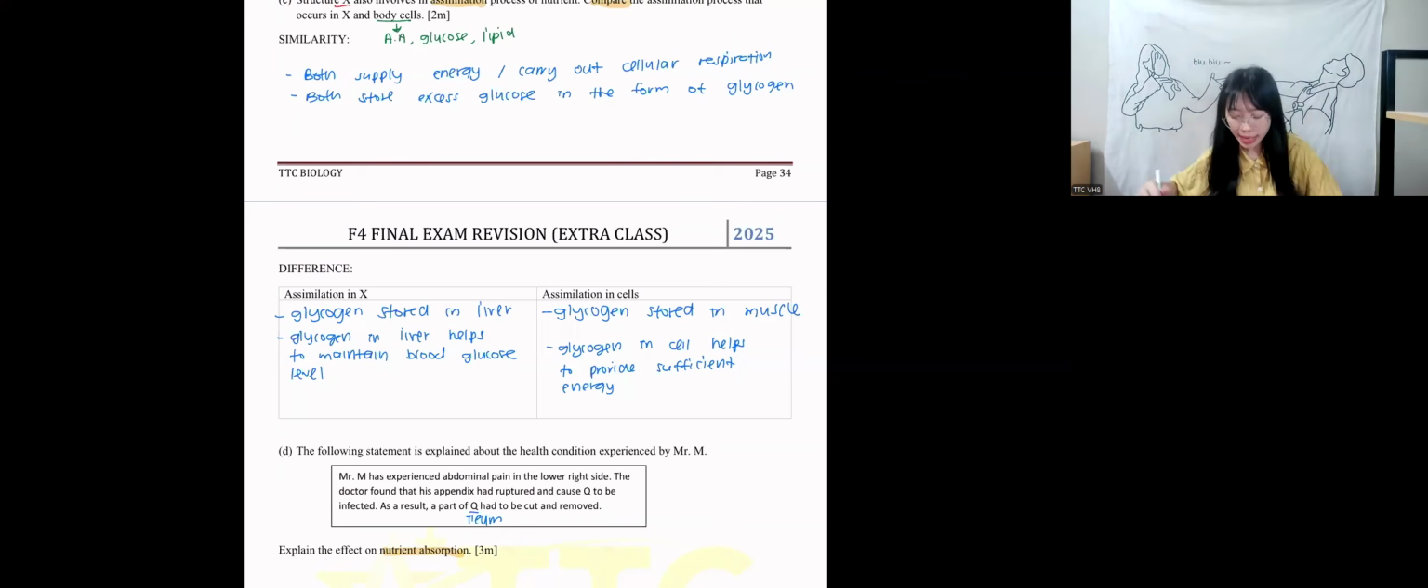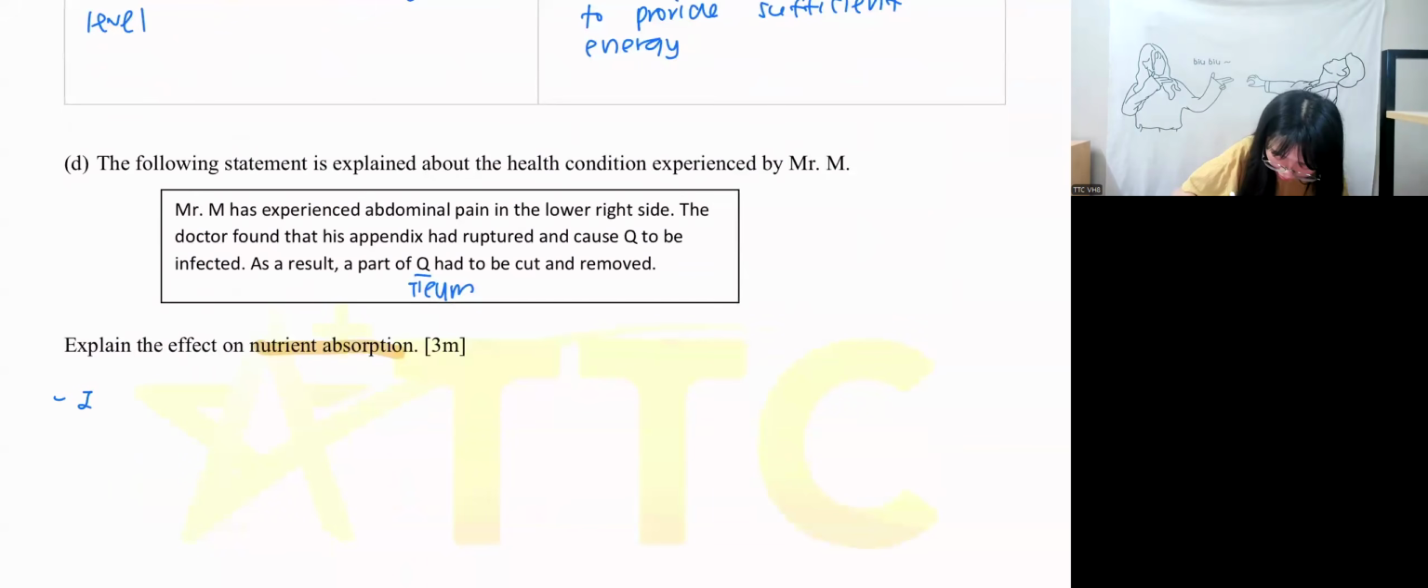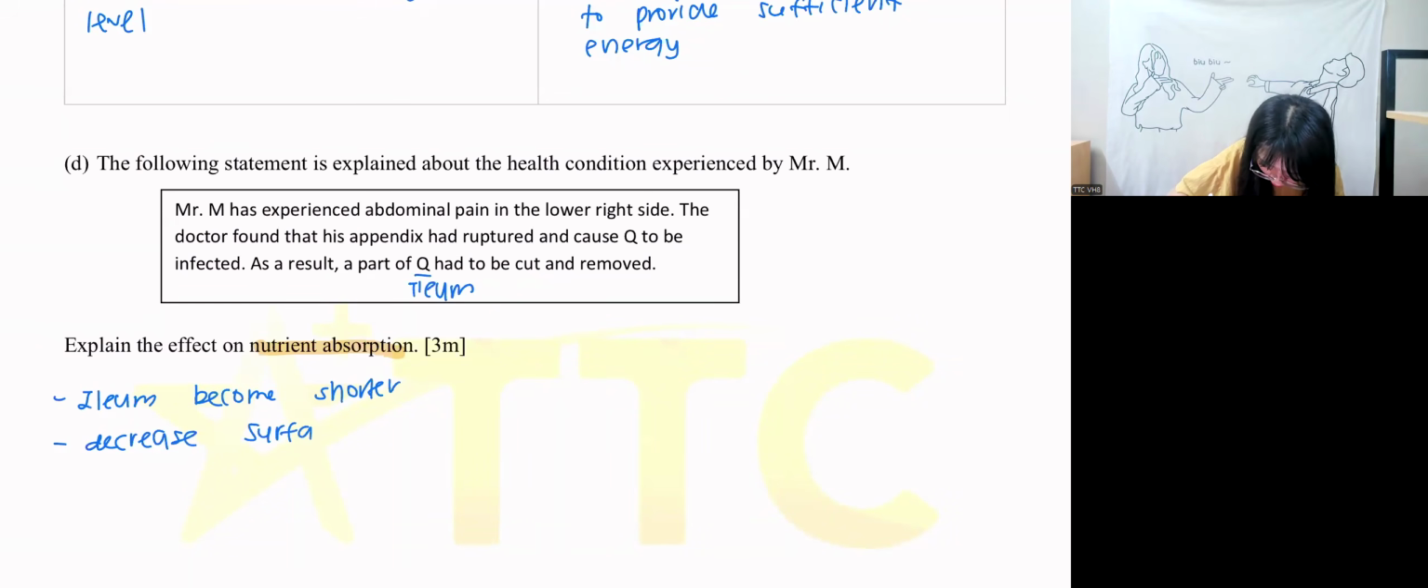Okay, now to explain in a sentence, we're going to put it into a sentence. We will have to write: ileum becomes shorter. It decreases surface area for absorption. Less nutrients will be absorbed.